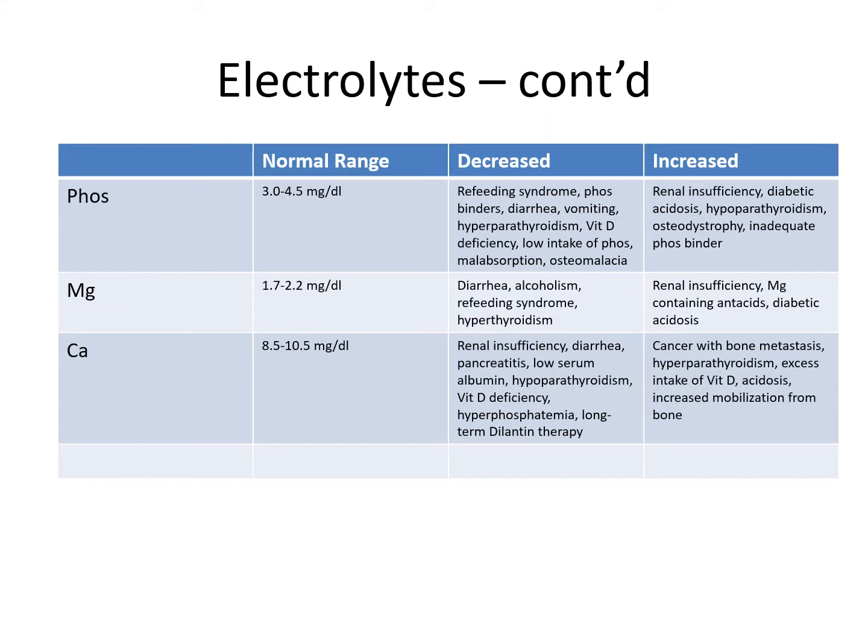And here we also have other electrolytes: your phosphorus, your magnesium, and your calcium. These aren't part of the BMP, but these are often ordered, or you may often see these, especially when we start talking about things like refeeding syndrome and some other acute conditions. So again, it's more important that you understand why it's happening than the numbers.